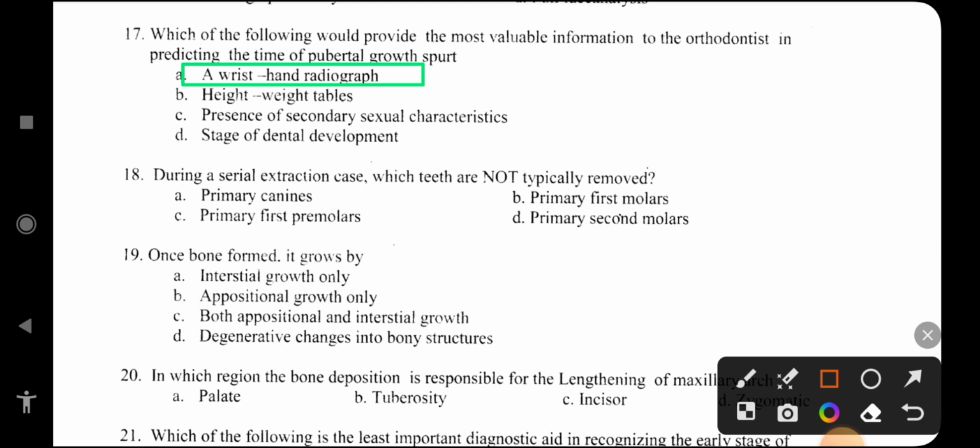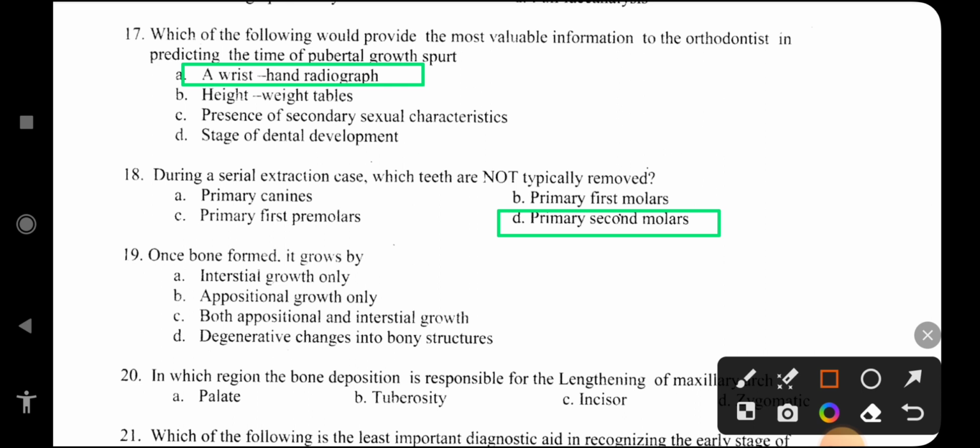During a serial extraction case, which tooth are not typically removed? Options are primary canine, primary first molar, primary first premolar, or primary second molar. And the correct answer is primary canine. Oh, sorry. And the correct answer is primary second molar are not typically removed.